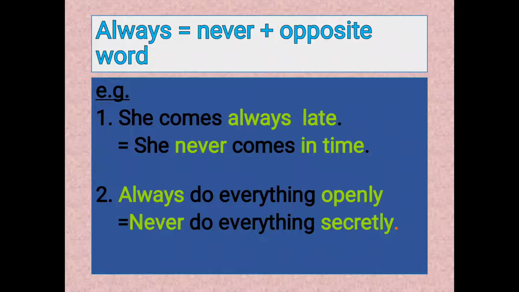Always, instead of always, you can use never along with the opposite word. She comes always late. She never comes in time. So for late, we have to use the opposite word in time, and always becomes never in the negative sentence. Always do everything openly, never do everything secretly.